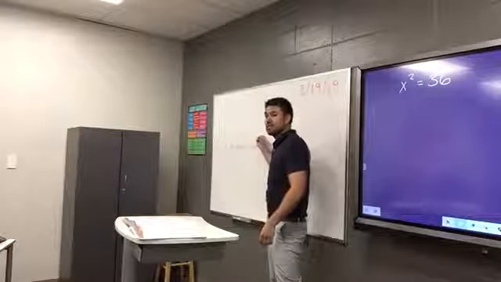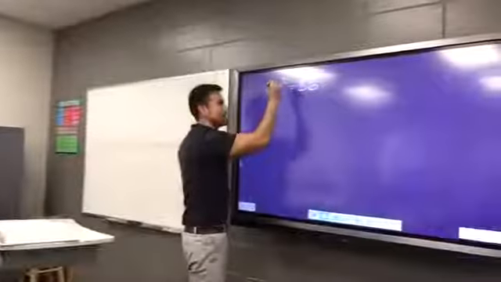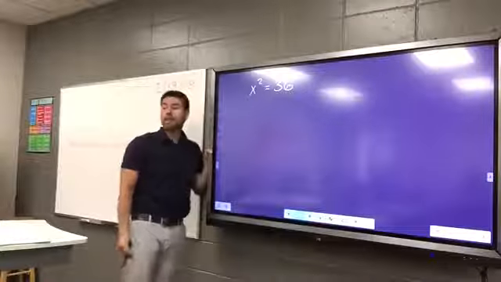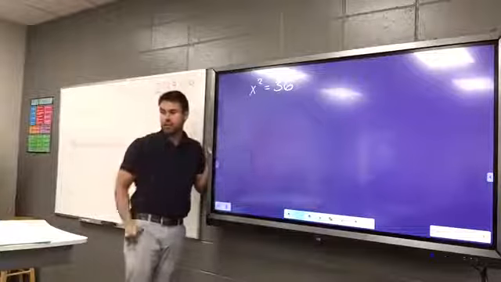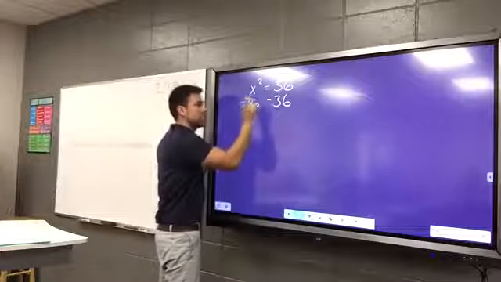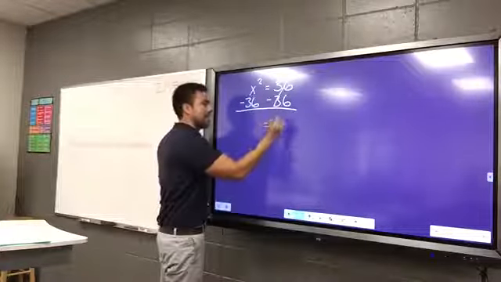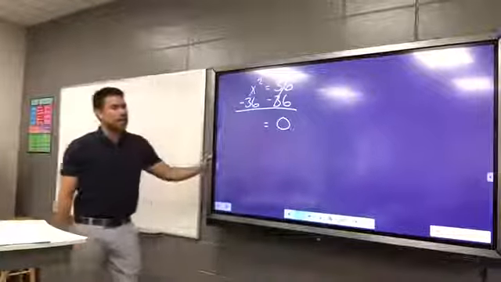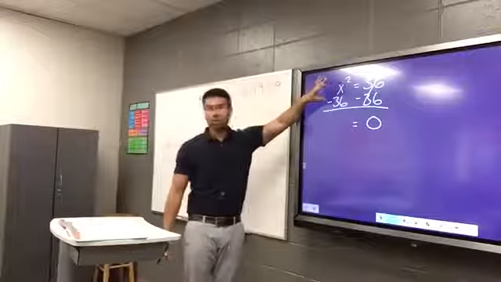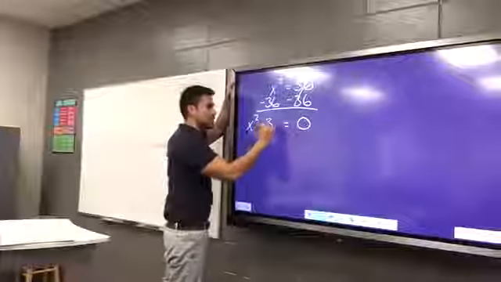Is 0 on one side? You're allowed to look. That's not 0 and that's not 0. How do I make 0 go on one side? Subtract 36 from both sides. Because what's 36 minus 36? 0. That's 0 on one side. And then, can I combine these as one term? Nope. I'm just going to have to write it x squared minus 36.